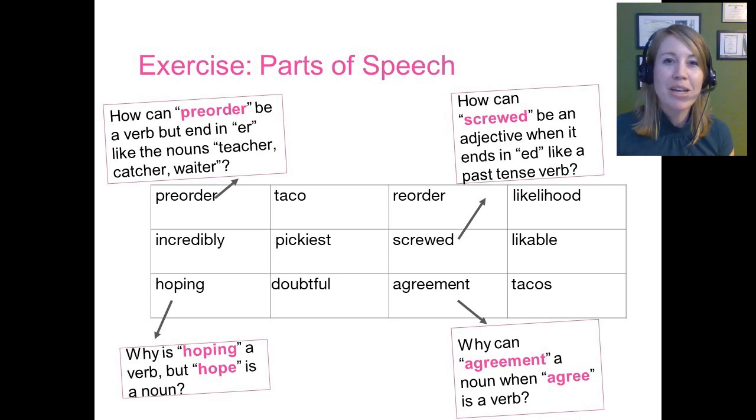So for example, how can pre-order be a verb but yet end in -er like nouns such as teacher or catcher or waiter, but yet it's still a verb in our sentence? How can screwed be an adjective when it ends in -ed like a past tense verb would, right? I jumped over the fence, that ends in -ed, but yet in our story, screwed was an adjective. Why is hoping a verb but hope is a noun? And why can agreement be a noun when agree is a verb?